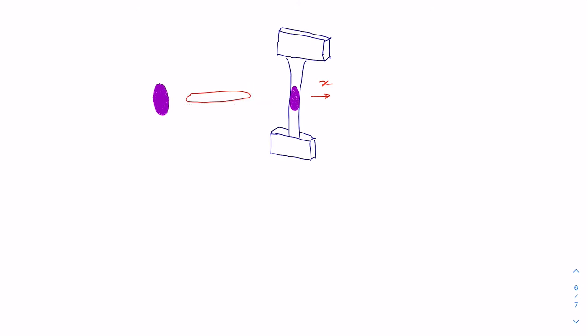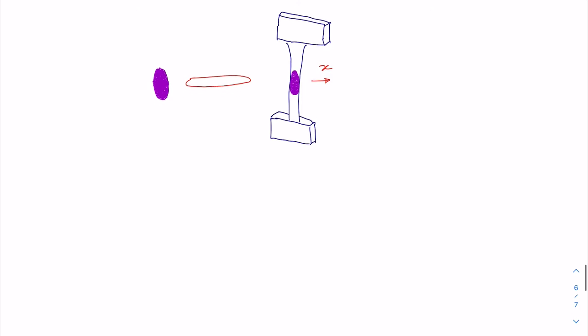The rate at which the energy inside the cavity decreases is called the cavity decay rate, and it is denoted by the symbol kappa. Unless the mechanical motion is really slow, we have to take this cavity decay rate into account.